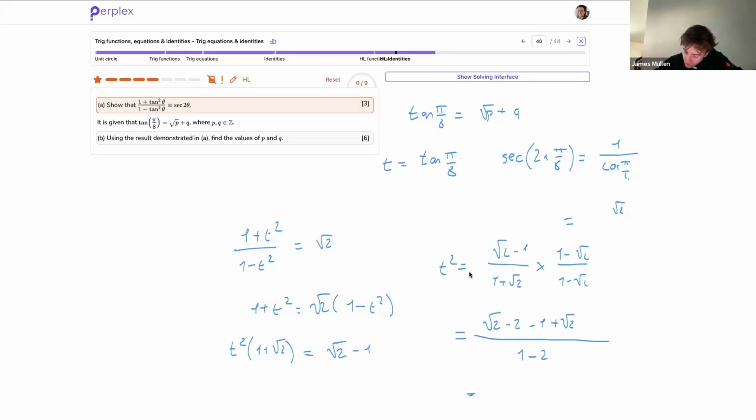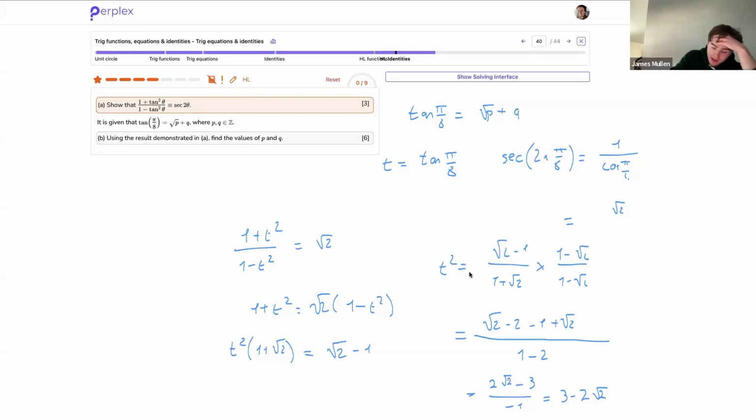This gives me 2 root 2 minus 3 over minus 1, which is 3 minus 2 root 2. Who said root 2? Yes, root 2. That was a slip up. It's supposed to be root 2. 3 minus 2 root 2.